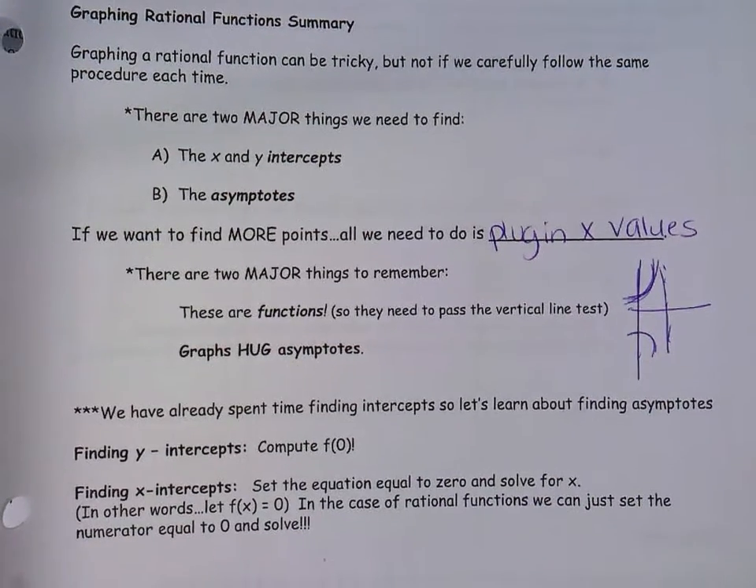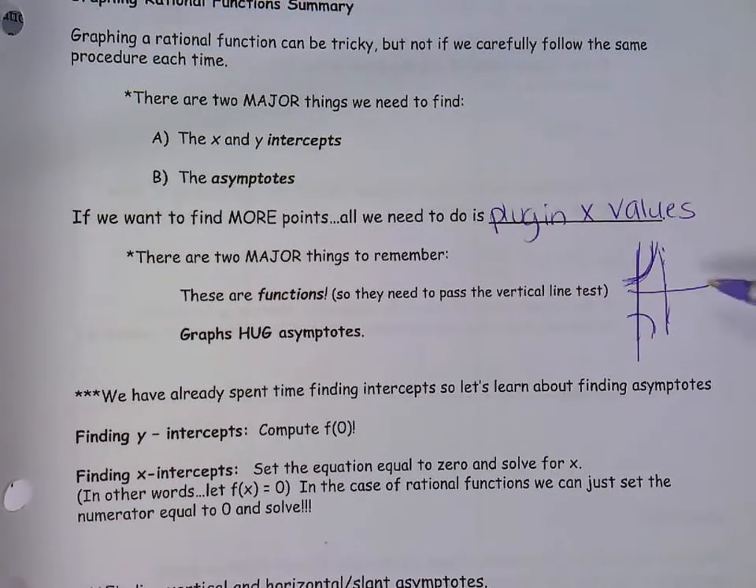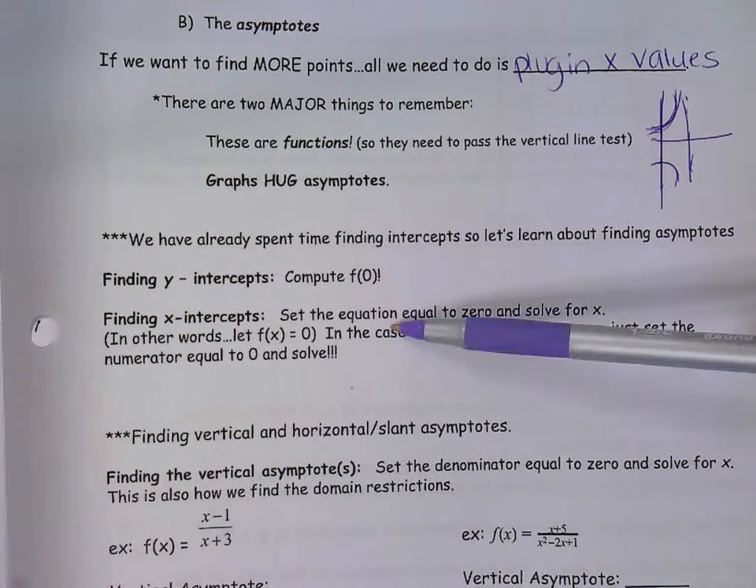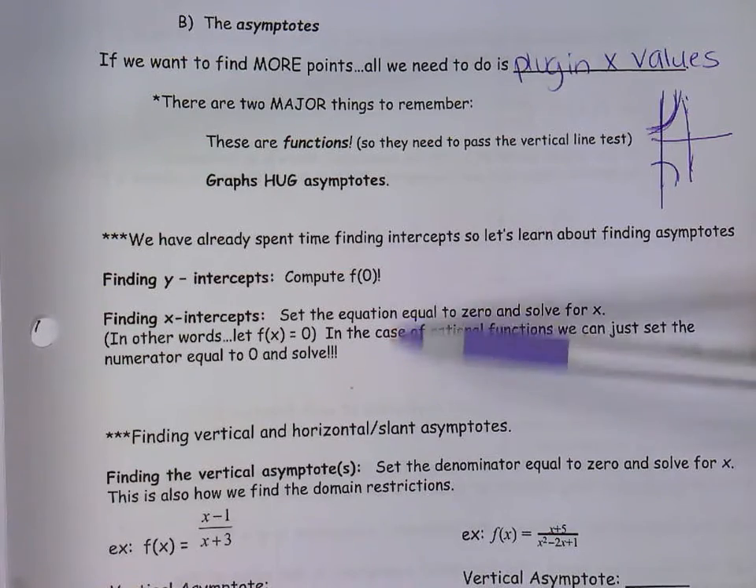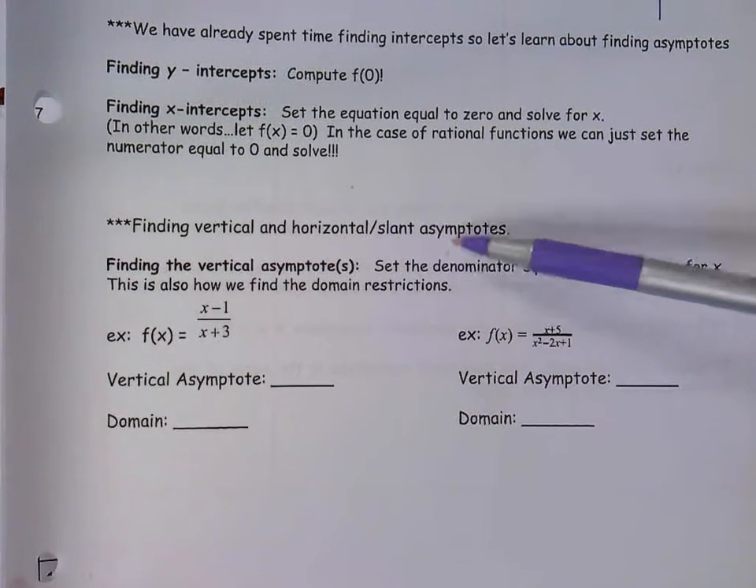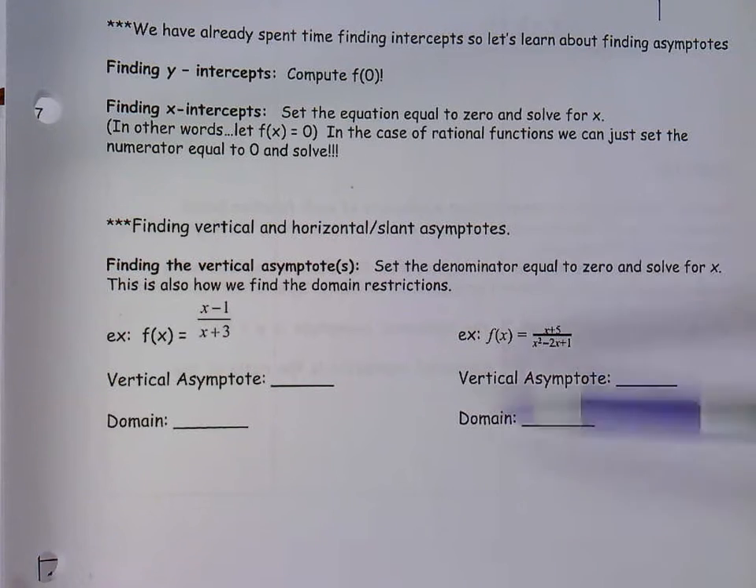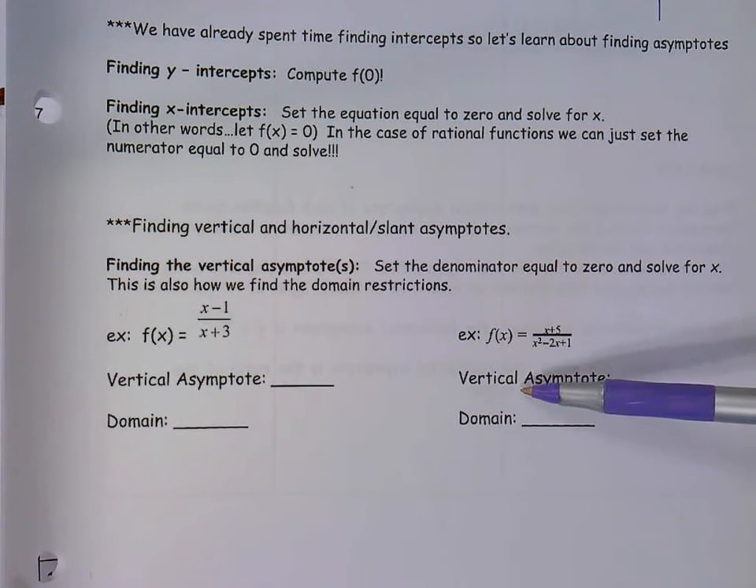And it says we've already spent time finding the intercepts. Here's just what I reviewed for you on the board. Plug in 0 or set the numerator equal to 0, finding the intercepts. So here we're going to talk about finding vertical and horizontal asymptotes, which is also the same as what your homework is having you do tonight. Find the domain of the function.